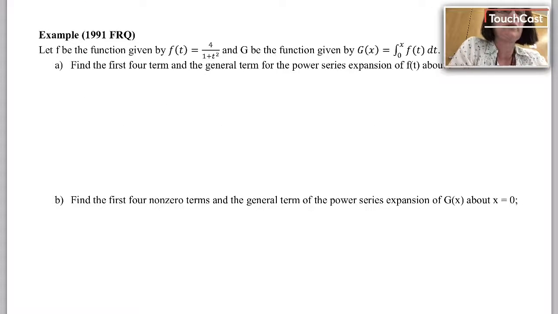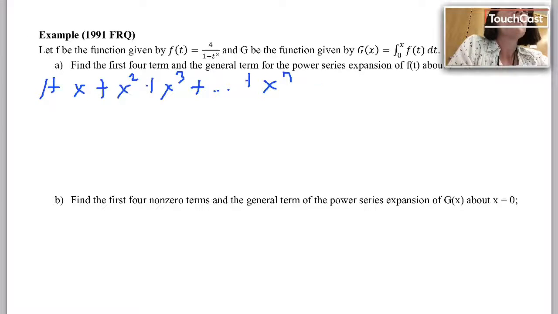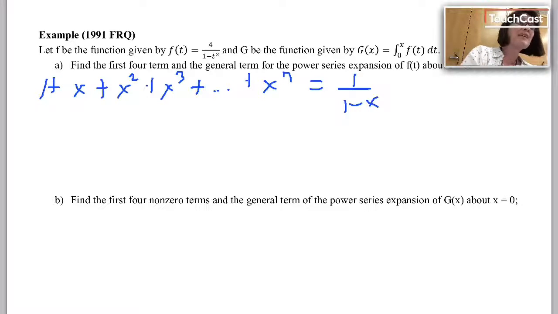All right, so what's the one that we know? It would be 1 plus x plus x squared plus x cubed plus dot dot dot plus x to the n equals 1 over 1 minus x. What am I going to have to do to both sides of this equation so that my right-hand side turns into 4 over 1 plus t squared? Sorry, I probably should have started with t's. So I'm going to make a variable change. Everywhere I see x, I'm going to replace it with a t.